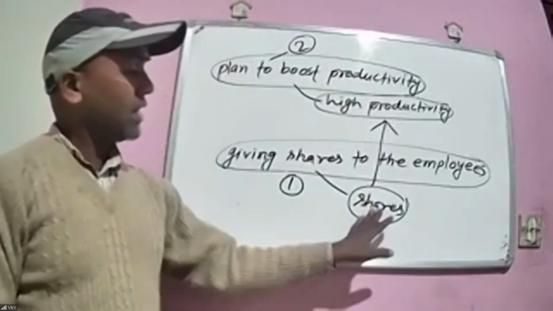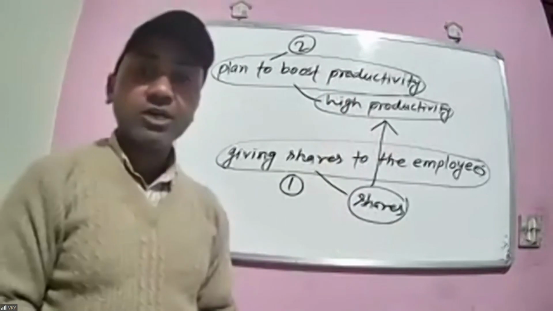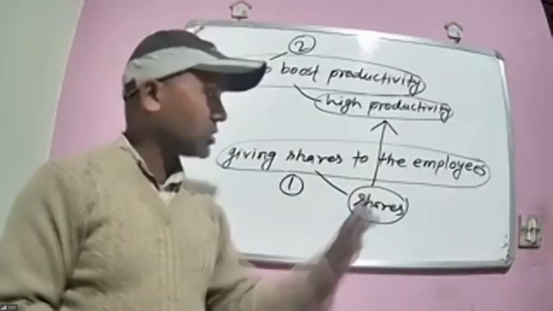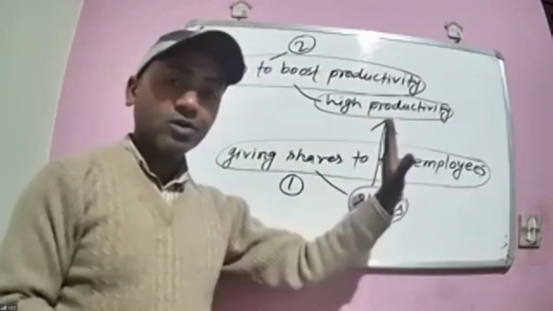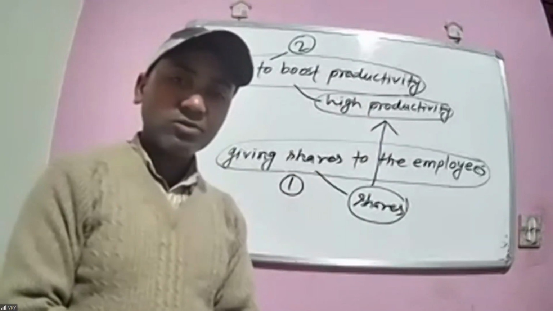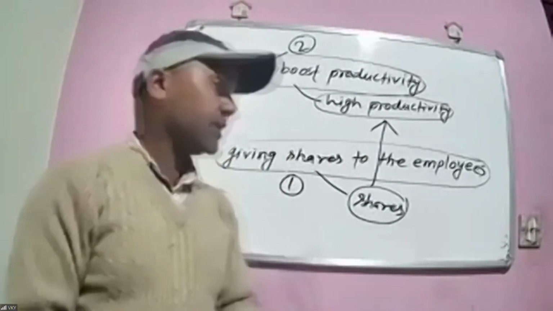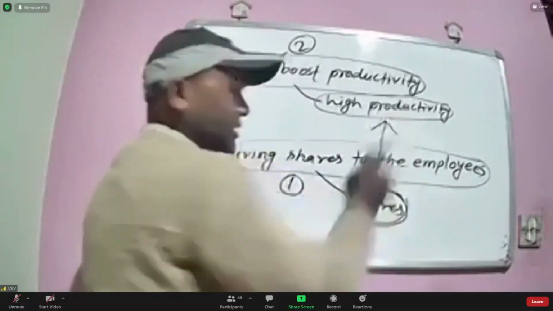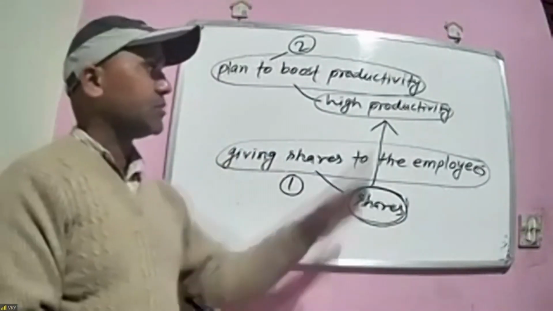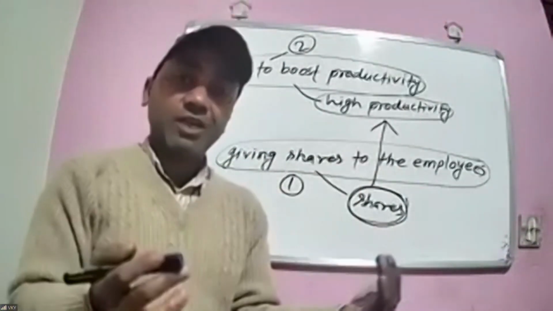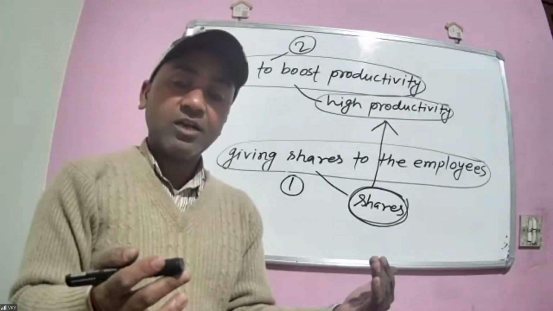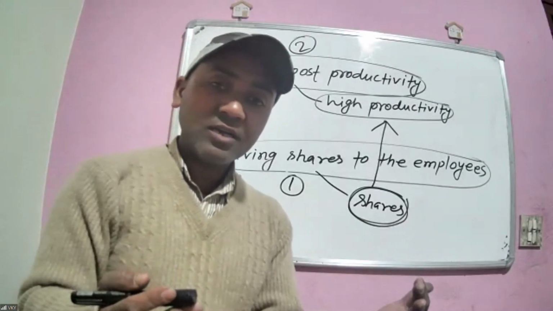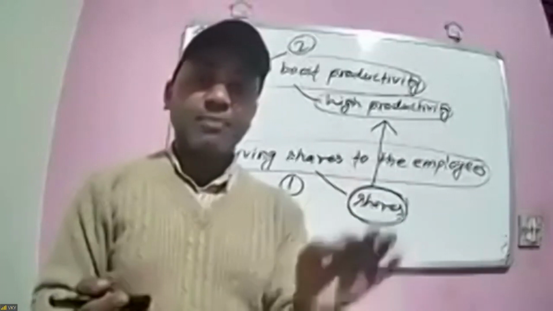Our employees get shares and productivity becomes high. Do you see any gap between these two ideas? How is it possible? Shares were given and productivity became high, how did that happen? Yes, it seems like an assumption. Here, giving shares to the employees leads to high productivity. How is it possible? We also have to give our own idea here, right? How is it possible? Just by giving shares productivity becomes high. How?